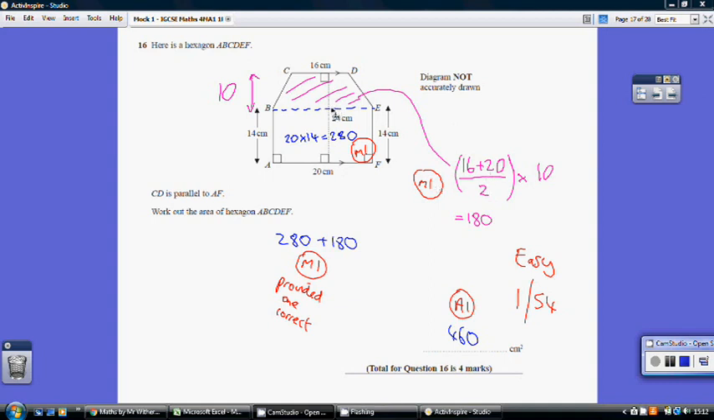And then you times that by the depth of the trapezium. Well, that length there is 10, because the total height all the way up is 24, yet that part there is 14. So that bit there must be 10. So the area of the roof bit, the trapezium, is 180. The rectangle underneath is 280. Add these two together, you get a total area of 460.